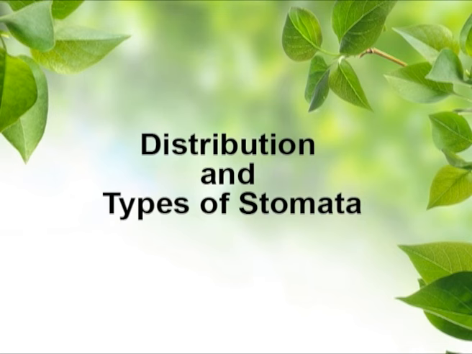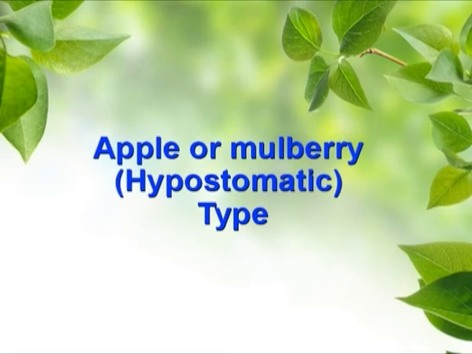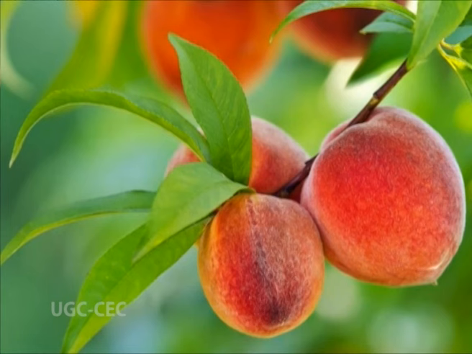Distribution and types of stomata. Depending upon the distribution and arrangement of stomata in the leaves, 5 categories of stomatal distribution have been recognized in plants. First is apple or mulberry type or hypostomatic type. Here, the stomata are found distributed only on the lower surface of the leaves, and examples are apple and peach.